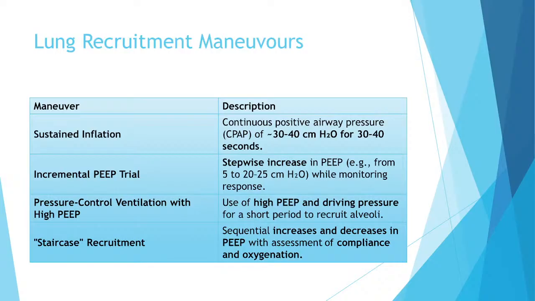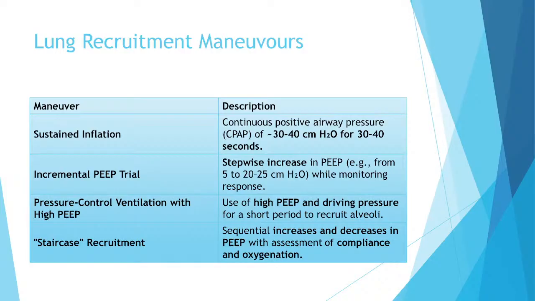Or there is incremental PEEP titration. You slowly start from a trial, and you increase it while monitoring for response. Or you start with a high PEEP and driving pressure, or then you have a staircase phenomenon. You increase, then you decrease. You increase by 10, decrease, and you will see where you get the least driving pressure. You will consider that where you get the least driving pressure is where the lung has maximum compliance. So there you will set the PEEP.